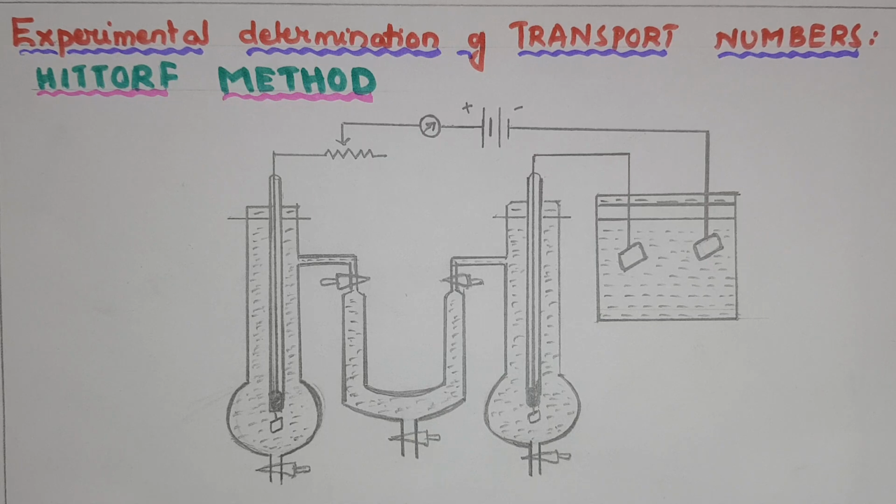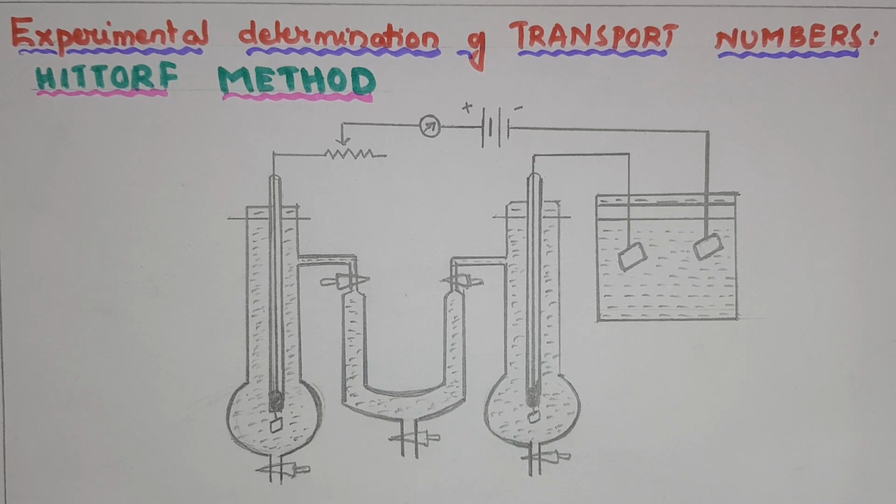So you might have understood the topic for today's video. That is experimental determination of transport numbers by HITTORF method. Yes, this is also an important question from electrochemistry students. Before watching this, kindly try to watch and understand transport numbers which I have already uploaded previously. Okay students.